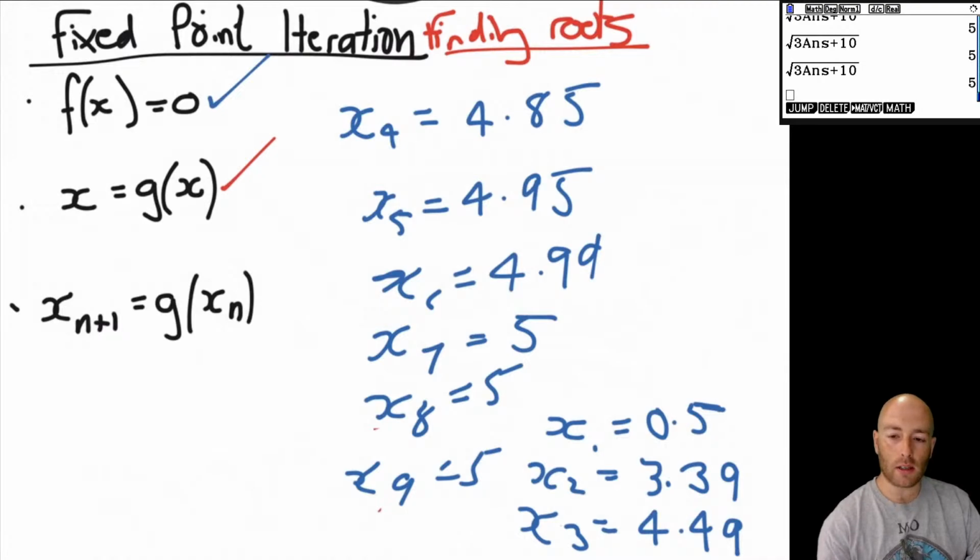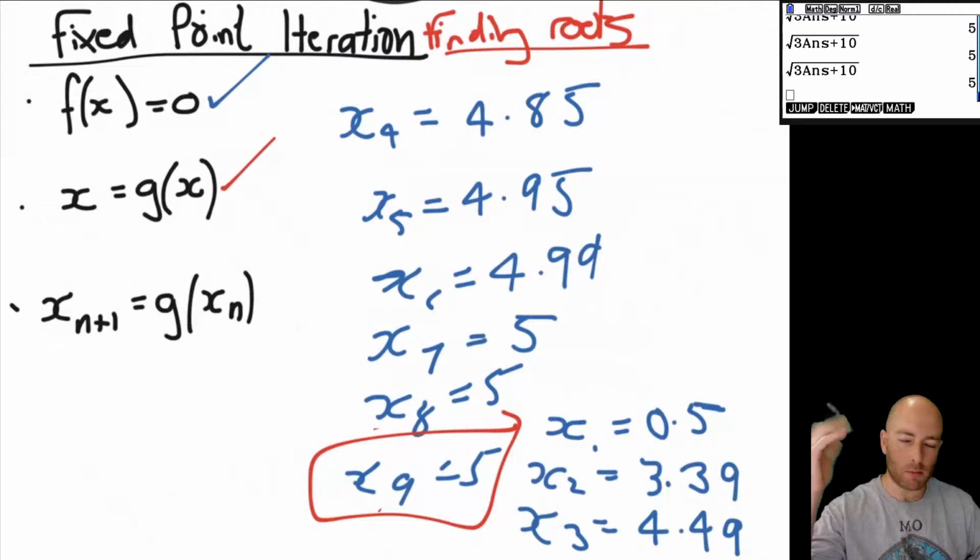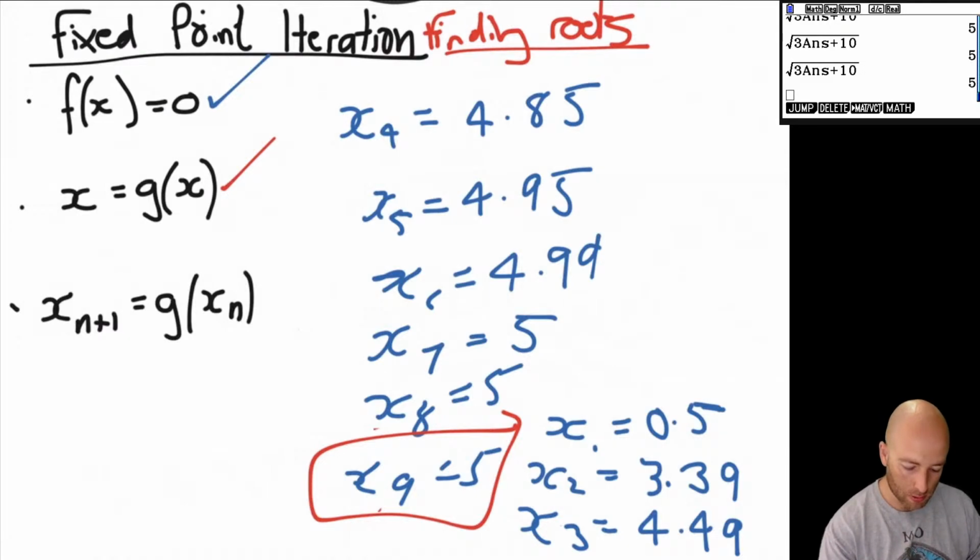So it looks like 5 was a root to my quadratic. So I've started with a random value, 0.5 I just randomly picked, and it's converged to a root, x equals 5. So just to recap what we did there, we started, if I go back actually, maybe I can go back and find it.